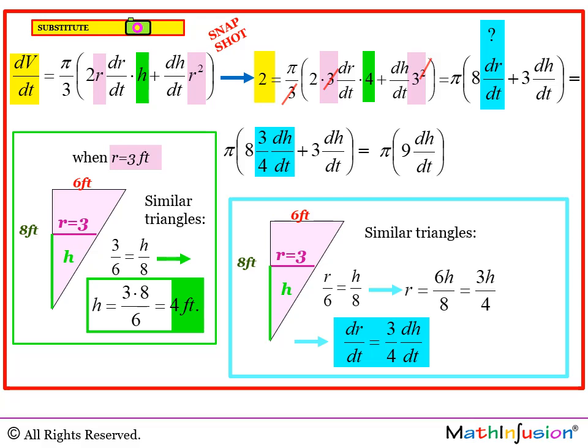First we simplify the algebra and you get easily that dV/dt equals pi times 9 dh/dt. It means that dh/dt is 2 over 9 pi feet per hour. And obviously we got the same answer as before.